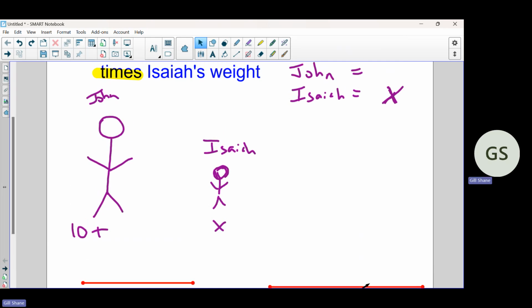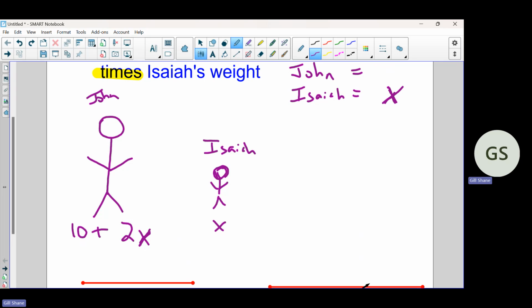So 10 pounds more than 2. And when it says 2 times Isaiah's weight, that means 2 times X, which we write as just 2X. So again, that's algebra stuff you're supposed to already know. 2X means 2 times X. Why is that not writing? Oh, what's going on with my screen here? So that is John's weight.